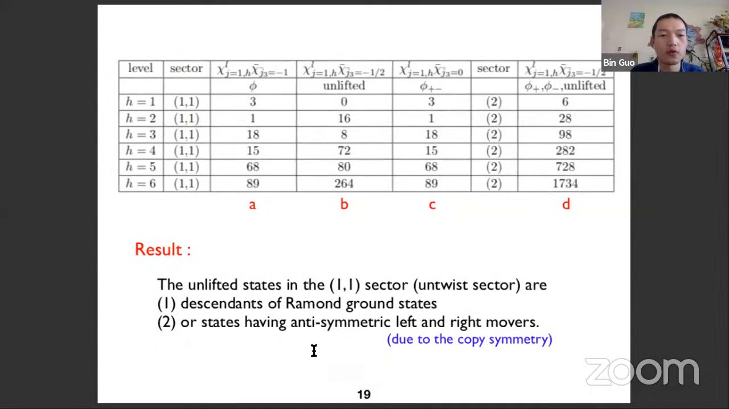So the result for the unlifted state in the 1-1 sector, in the untwisted sector, is simply the descendants of the Ramond ground states, or the state having anti-symmetric left and right mover. We can think of the first kind of state as protected by the symmetry, and the second one is protected by something called copy symmetry. The overall state is symmetric, but the left and right mover are separately anti-symmetric.